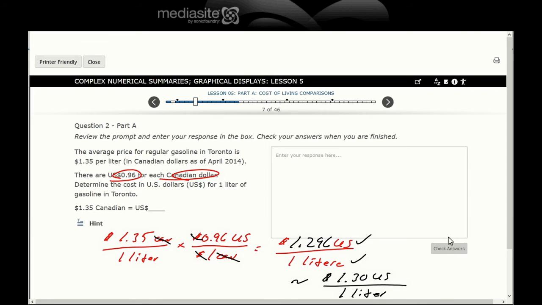Let's see if this works. $1.30 US per liter. Yep, there we go. Notice we have Canadian in the back. So Canadian canceled. Okay, these dollars cancel. So that's how we get the US on top and still keep dollars.